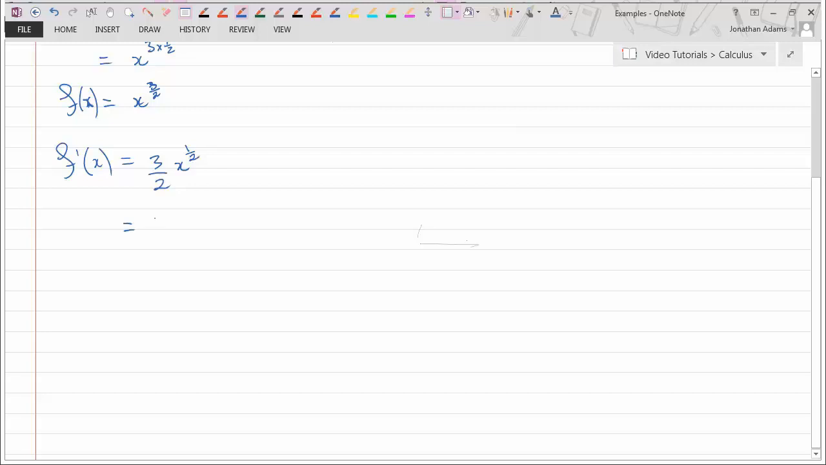Again, if I want to tidy up, which I should probably do, 3 on 2 root x, and probably even write it like this, 3 root x on 2. Well, pen's not working. There we go. So this is the derivative of this function.